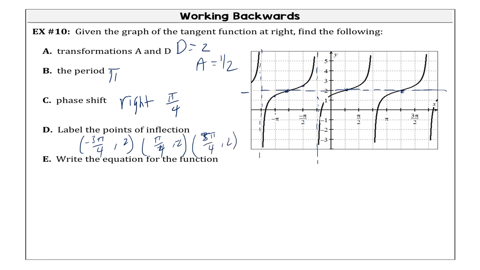And now we can write our equation. So our equation is y equals, our A is 1/2 tan. We don't have a B, but we do have a shift right. So x minus pi over 4 plus 2.